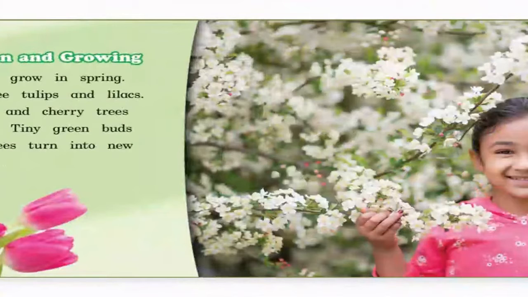Green and growing. Plants grow in spring. We see tulips and lilacs. Apple and cherry trees bloom. Tiny green buds on trees turn into new leaves. See the pretty flowers? The pink ones are the tulips, and the white flowers on the tree that she's touching there are the cherry trees.